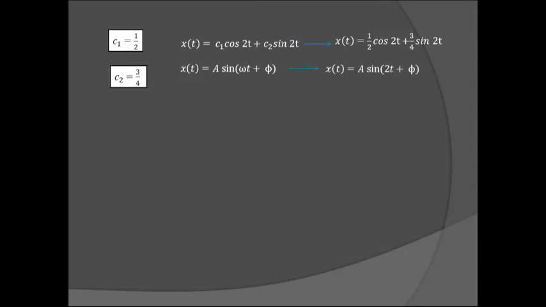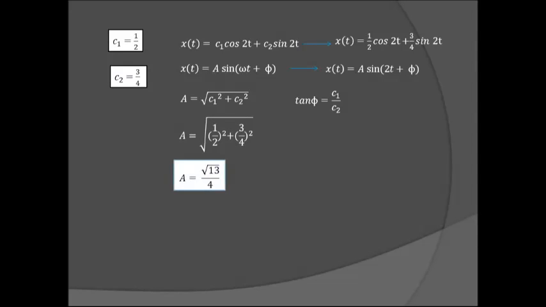x(t) is equal to A sin(2t + φ). In order for us to get A, which is the amplitude, we will use this equation: A is equal to the square root of c₁² plus c₂². Substituting the values, we have A is equal to the square root of 13 over 4. And to get φ, we will use this equation: tan φ is equal to c₁ over c₂. So substitute the values for c₁ and c₂.